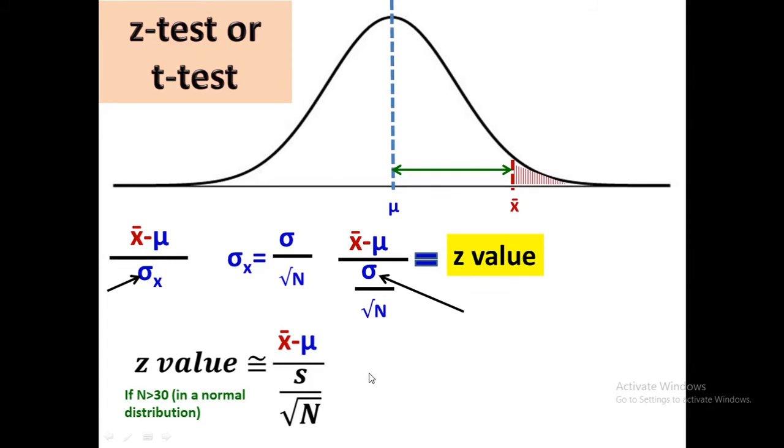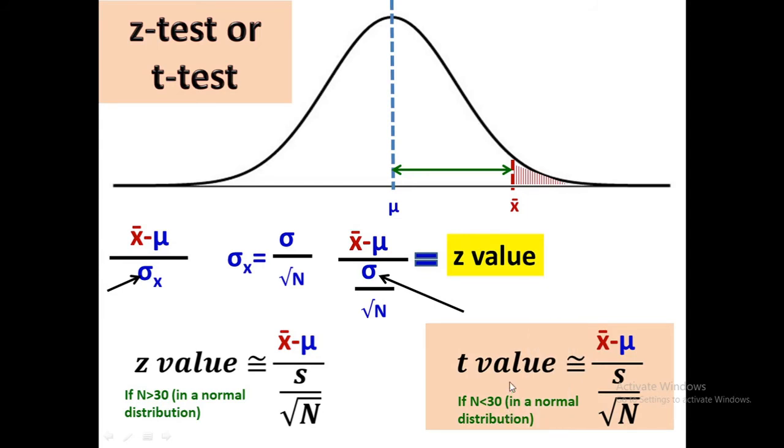But in a normal distribution, if our sample size is less than 30, in that case T value will be the difference of sample mean with population mean divided by standard deviation of sample over square root of sample size.